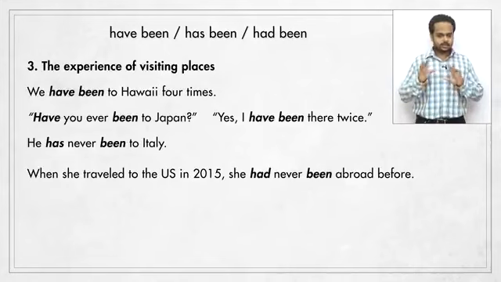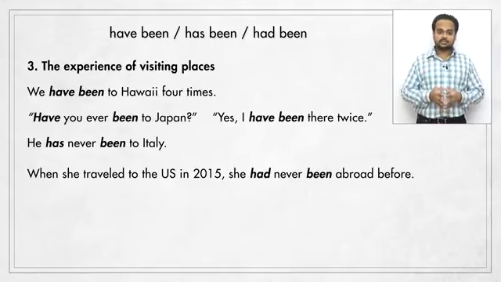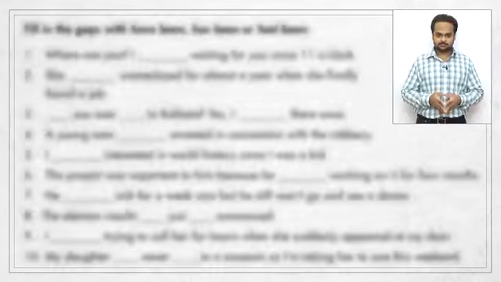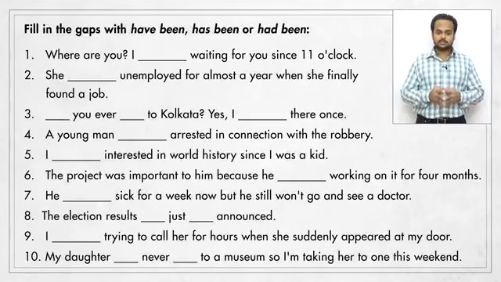Now, had been might still be a little confusing for you, but with a little bit of practice, it will become very easy and natural. All right, if you're ready, it's now time for the quiz. There are 10 sentences on the screen. I'd like you to fill in the gaps with have been, has been, or had been. Stop the video, think about your answers, then play the video again and check.